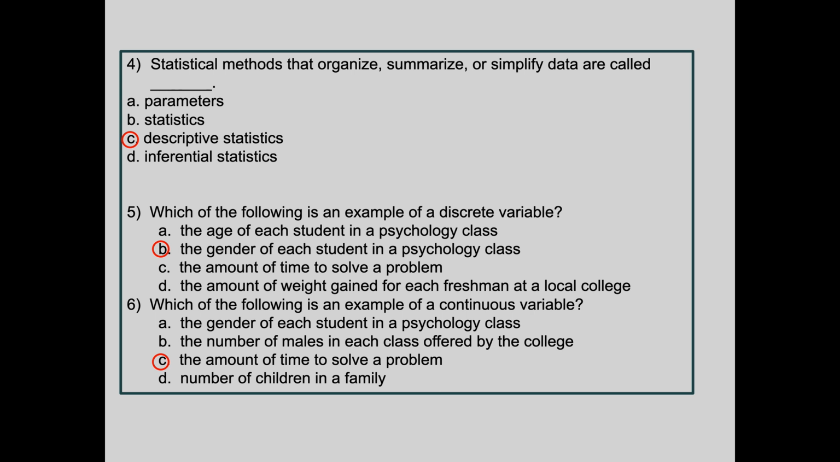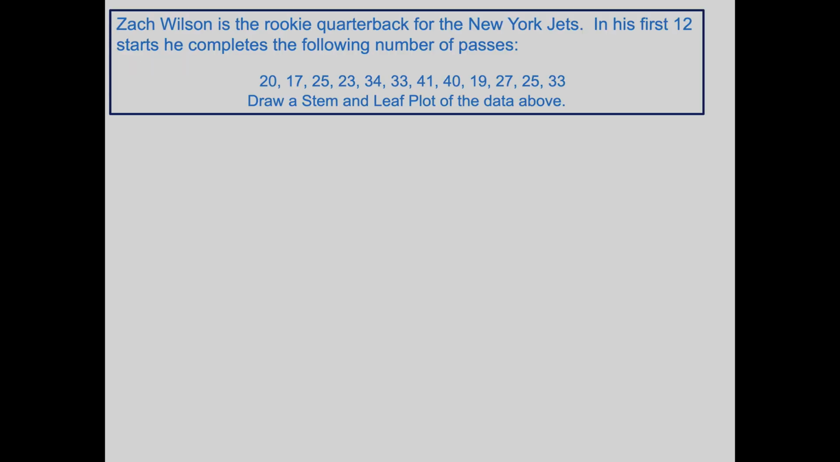All right, the last thing that we're going to talk about here in terms of our review of the past and the warm-up on what we've been working on is stem and leaf plots. So Zach Wilson is the rookie quarterback for the New York Jets. In his first 12 starts, he completes the following number of passes. That would be really nice if he can do that. Plot them all down, make yourself a stem and leaf plot. Go ahead.